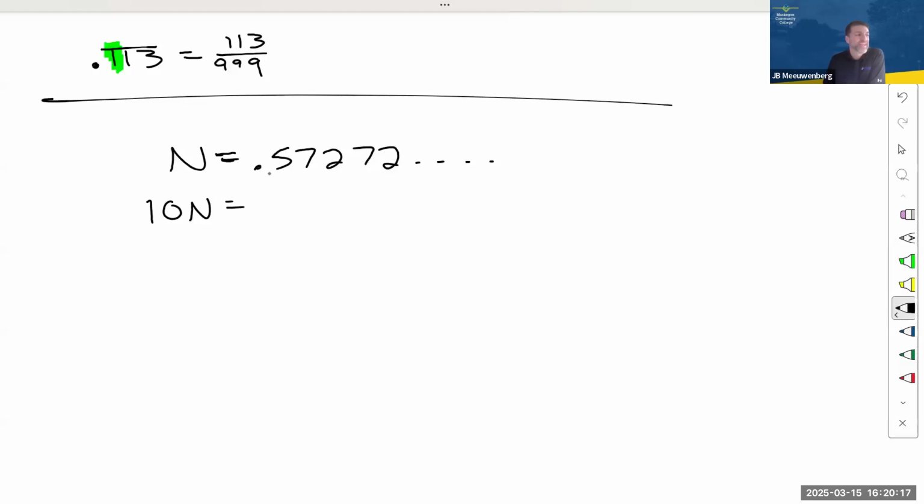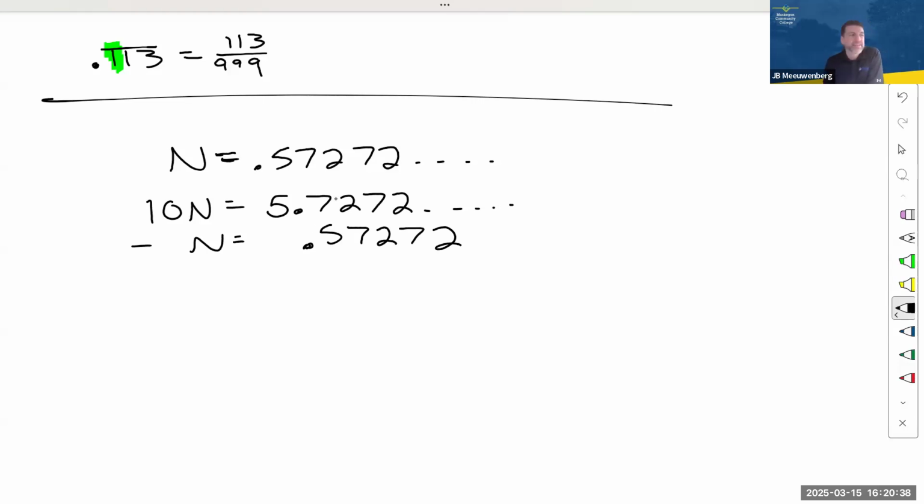Multiply it by 10. It's going to shift that decimal one spot over, and we get 5.7272 repeating. If we try to subtract n, in this case, we would be subtracting 0.57272. Notice how those are not the same decimals. Remember, we had to have everything in the decimal section be identical? It's not this time. So we're going to have to do something a little bit different here.